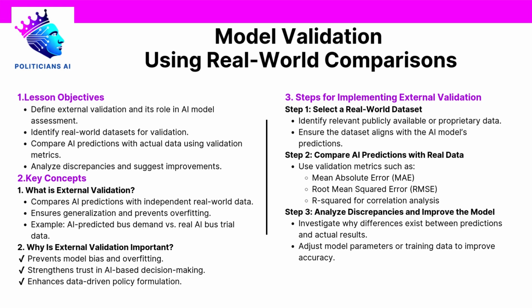validation? External validation is the process of comparing AI predictions with independent, real-world data that the model has not encountered before. This step is fundamental because it ensures that the model is not simply memorizing the training data, a problem known as overfitting, but is genuinely learning patterns that generalize well to unseen scenarios.